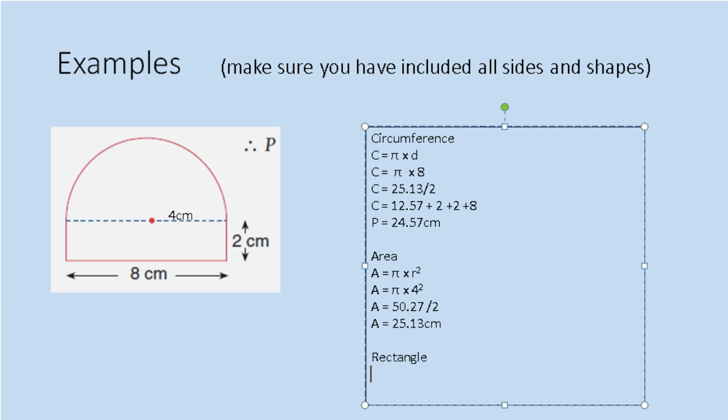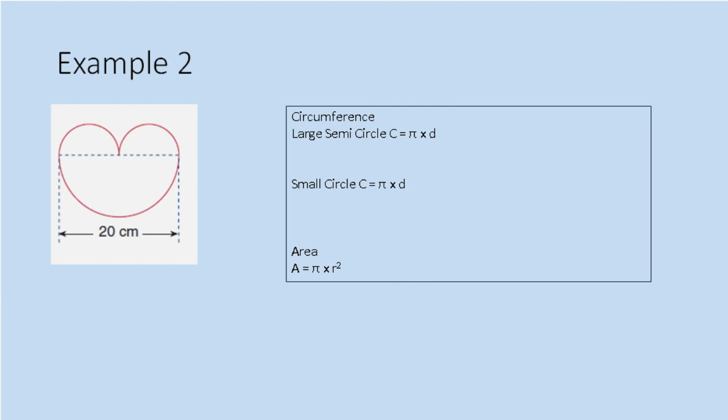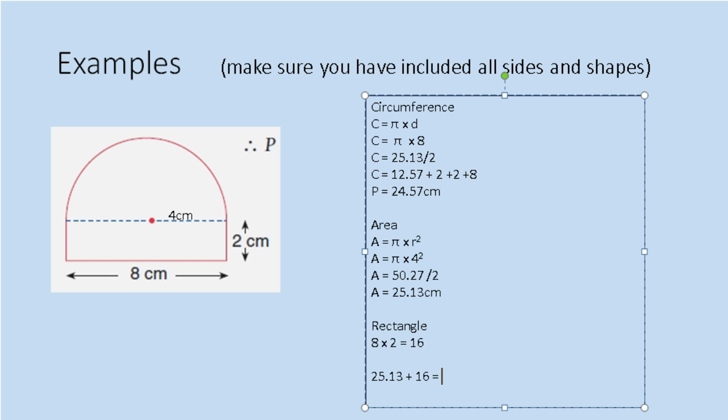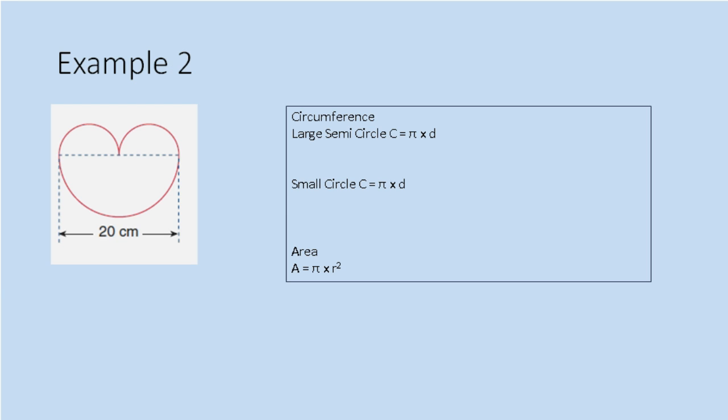Now I need to do the rectangle. And that's length times breadth, so that's just 8 times 2, which is 16. And I need to add those two together. So add that 16, so 41.13 centimeters, and because it's area, it's squared. So what have I done there? I found the area of one part, and then I found the area of the other part, and I added them together.